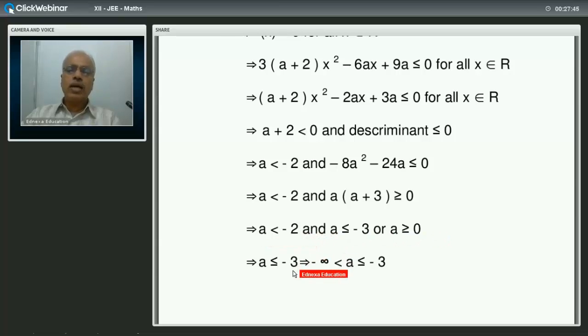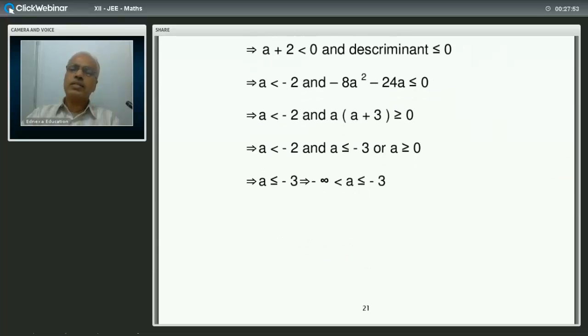And those values are when a is less than minus 3. When a is less than minus 3, you meet this condition as well as this condition, and therefore your answer is a less than minus 3, which means minus infinity to minus 3.